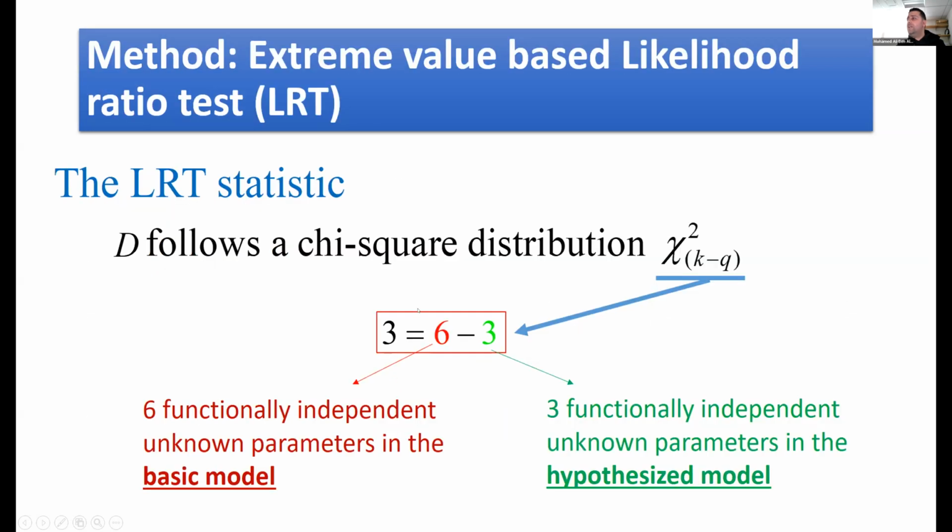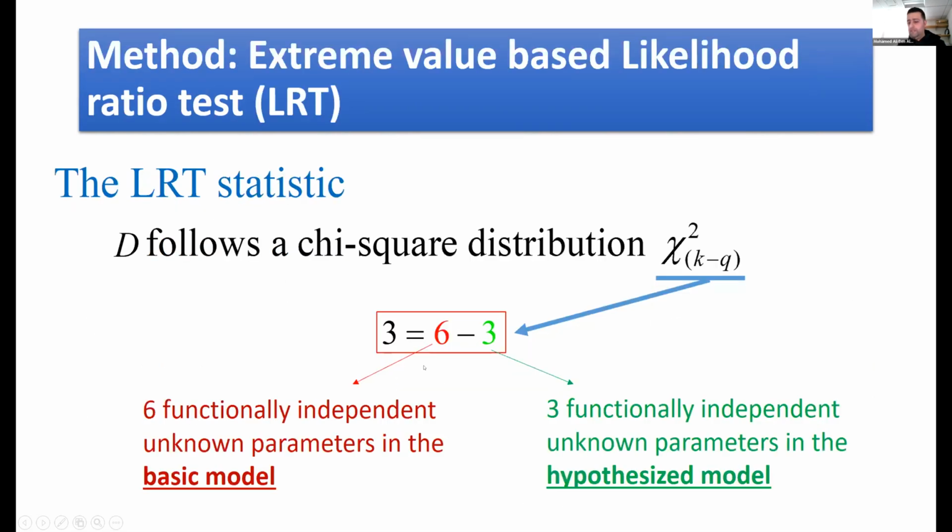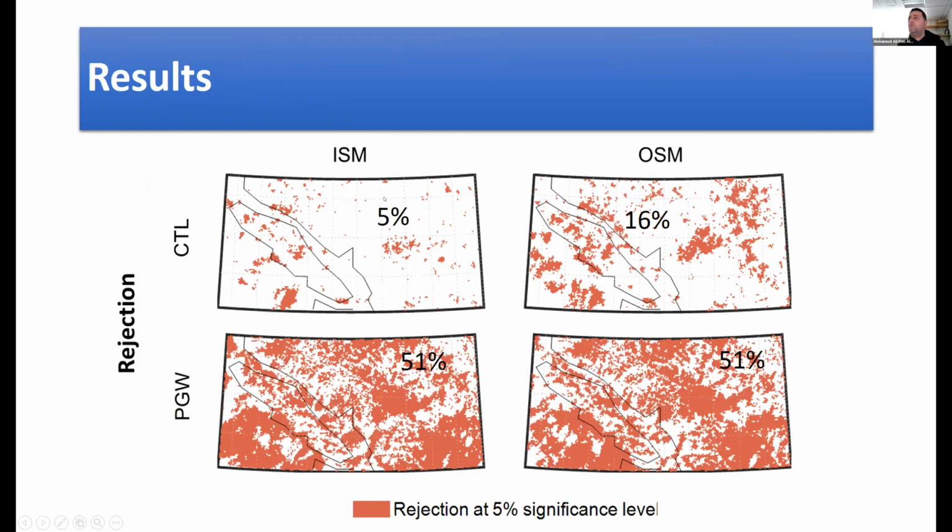So we show here some results of the p-value for the pseudo-global warming and the control periods for each of the 50 ESM and 50 OSM downscaled precipitation annual maxima. You can see that the p-value is substantially large over the control period. It's a bit lower over the control period when we use members that are not used in the calibration of the BCCAQ. Over the pseudo-global warming, the p-value is substantially reduced. So at a 5% significance level, we reject the hypothesis that the parameters of the fitted GEV are equal. We reject the H0 at 5% over the pseudo-global warming period.